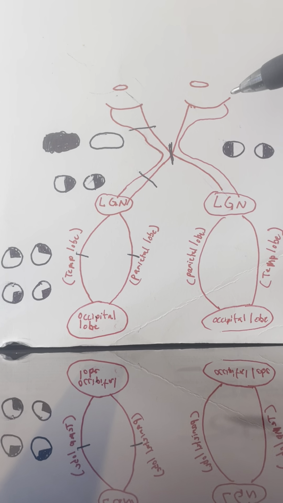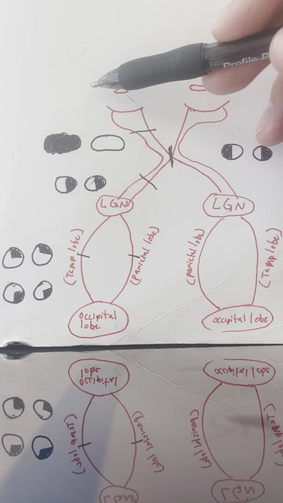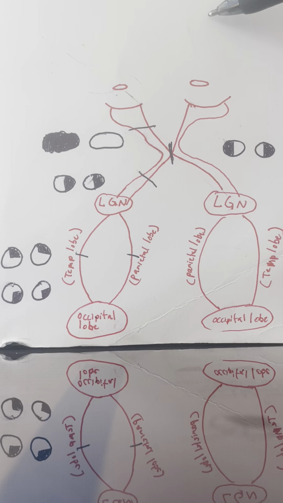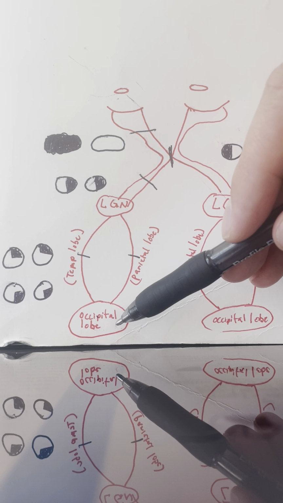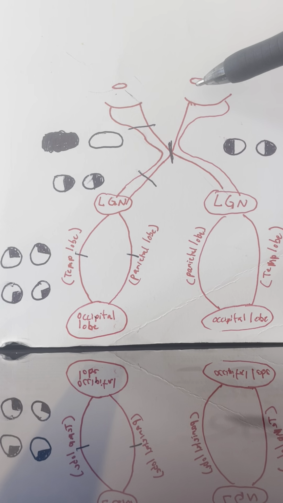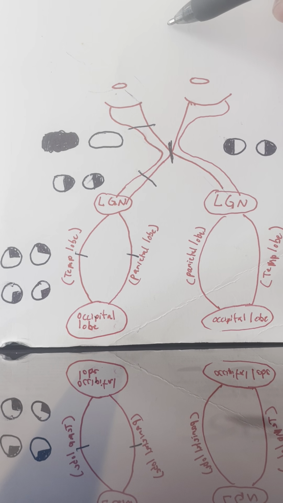Okay, let's walk through the visual pathways. Principle to remember here is left visual field information is processed in the right occipital lobe. Right visual field information is processed in the left occipital lobe. The reason this is confusing is we're not talking about left and right eye when we're talking about left and right visual field. Each eye has a piece of the left visual field and the right visual field.